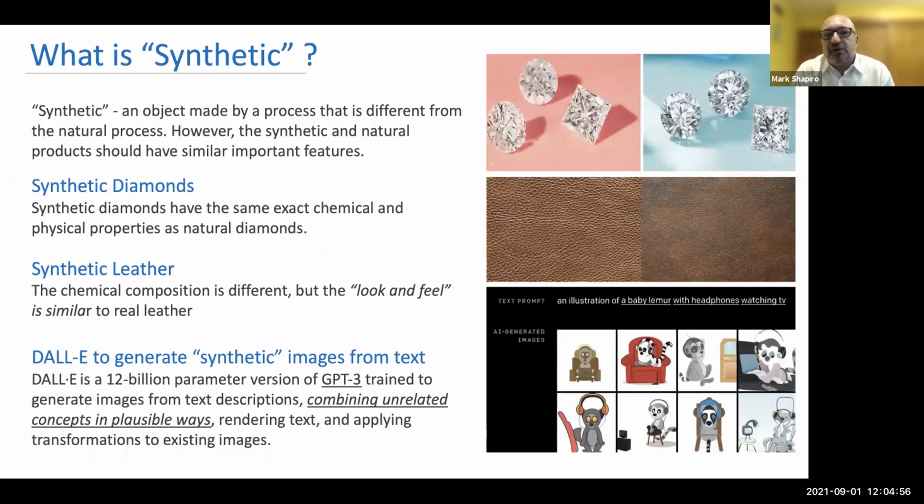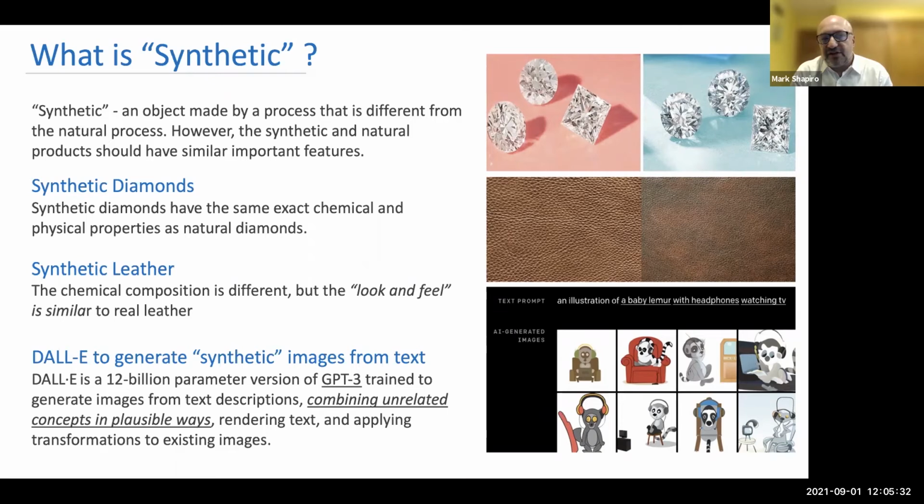So now the next question, what is synthetic? Obviously, synthetic is an object made by a process that's different from the natural process. And there are a couple of other key points here, that the products should have similar important features. Now, the question is what is similar in what sense and what is important? If we look at synthetic diamonds, yes, they're made by a synthetic process, but they have exact chemical and physical properties. So not very interesting from our point of view for that particular kind of project.